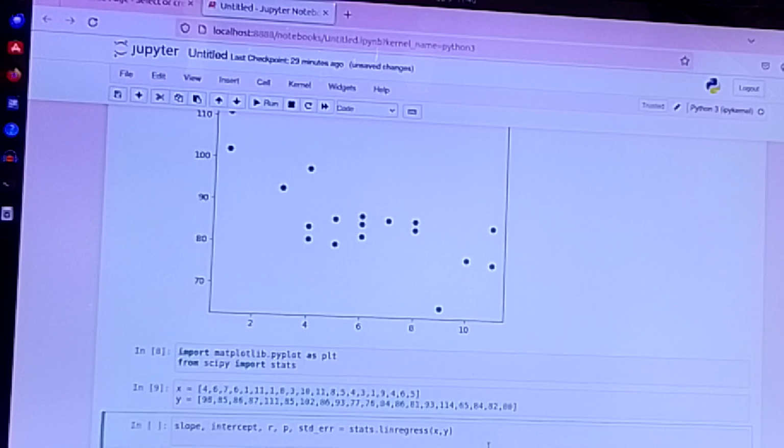Now I have to introduce a function so that I can take the slope and intercept, so that I can have the relationship with slope and intercept. For that I have to do this.